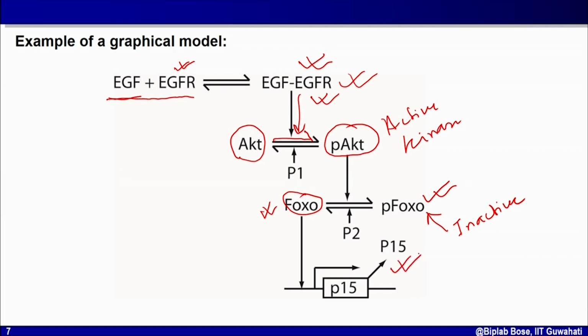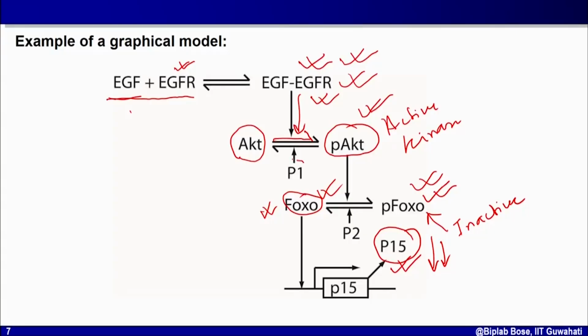So what is happening here? EGF is forming the EGF-EGFR complex that is triggering phosphorylation of AKT to PAKT. Once PAKT is formed, PAKT is an active form. So that is an active enzyme that phosphorylates FOXO to P-FOXO. Now P-FOXO is not active, so transcription of P15 will decrease. So the whole process is represented by arrows and reversible arrows.